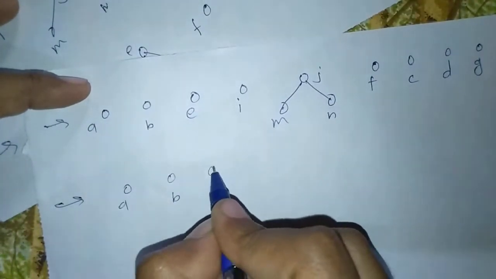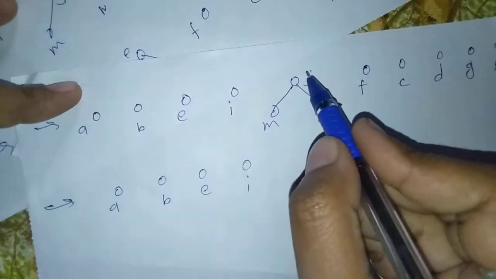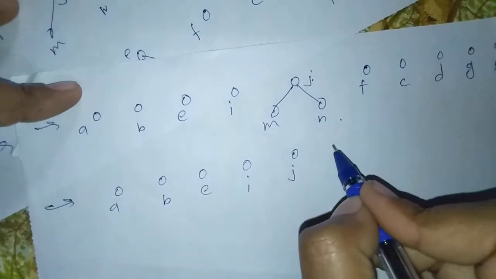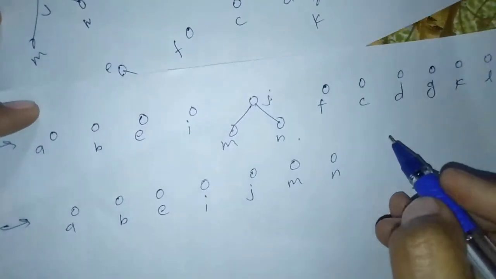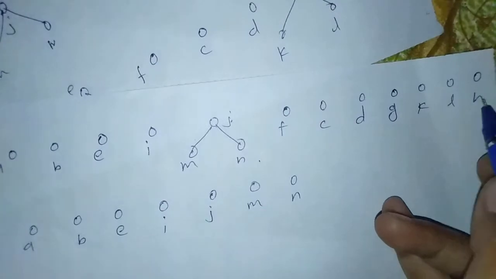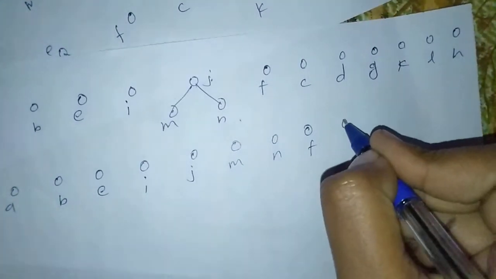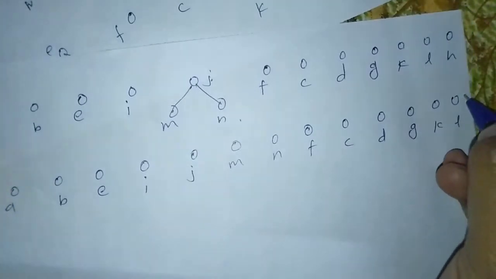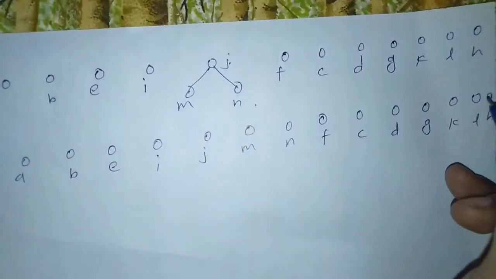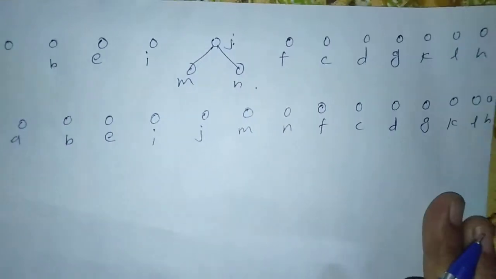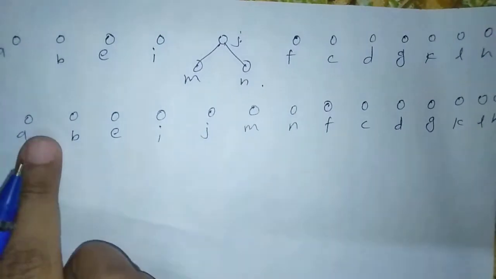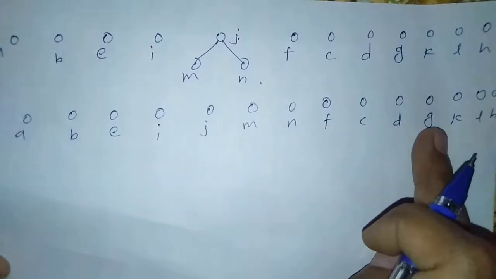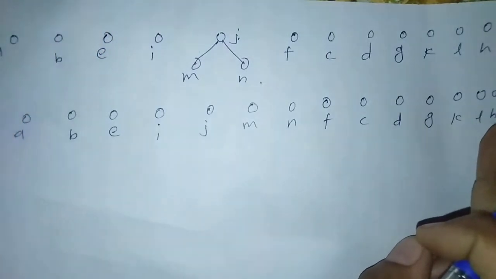Now next A, B, E, I as it is. This is nothing but the tree. First take root J, next take subtrees M, N, and next F, C, D, G, K, L, H as it is. This is nothing but the preorder traversal. Okay. A, B, E, I, J, M, N, F, C, D, G, K, L, H.